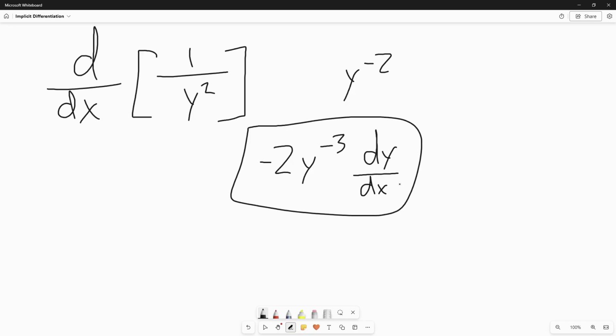And we can't really set dy over dx equal to anything, and we can't really find it because we don't know what y is. And we're just assuming that y is a function of x, but we don't know exactly what it is. So this is as specific as we can get.